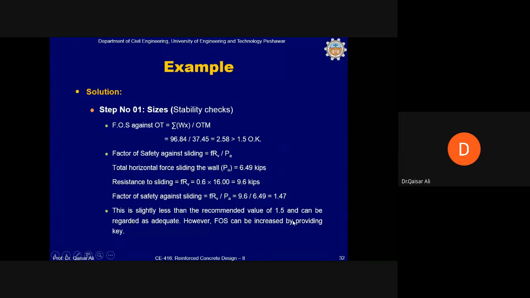So this will work. However, if you want to increase this ratio, we can increase the size of the heel, which will increase the weight of the soil. And by increasing the weight of the soil, the RV will increase. And when RV increases, this ratio will also increase. Or we can also provide a key.